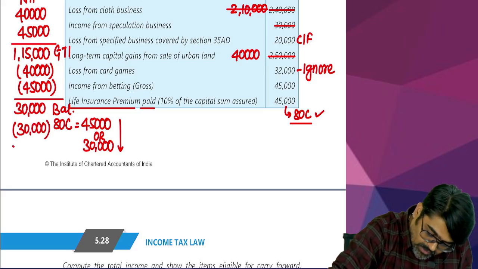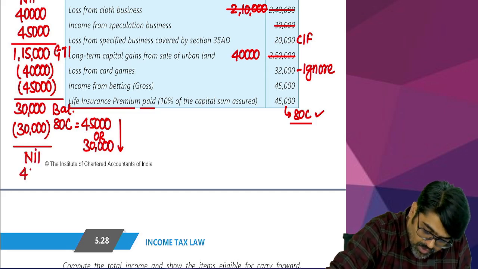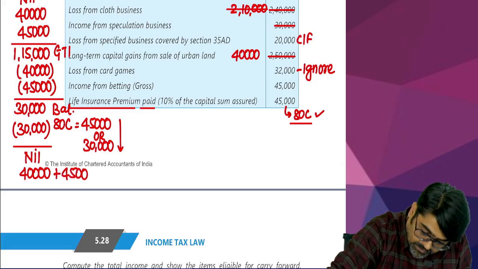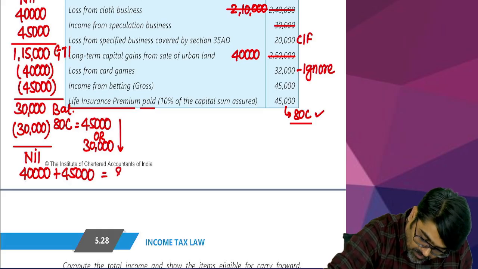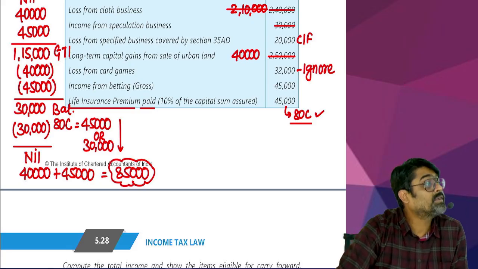So how much will be your total income? Nil? No. In your total income you will have to show your LTCG, and you will also have to show your winnings income. So how much is your total income now? Go and check your total income.